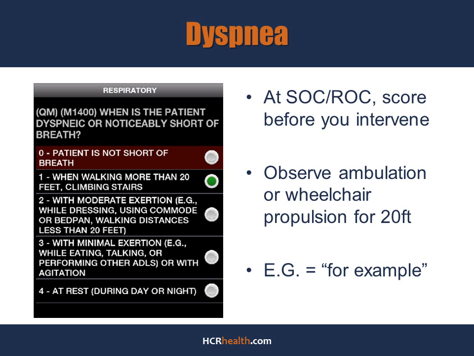Remember, when you see EG on an OASIS question, it means the items that are listed are examples, not an inclusive list. A score of 3 with minimal exertion will be chosen if the patient has dyspnea with any of the listed activities or similar activities. Finally, a score of 4 at rest will be chosen if the patient has dyspnea at all times, including day and night.